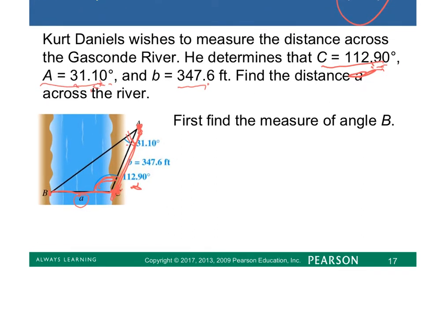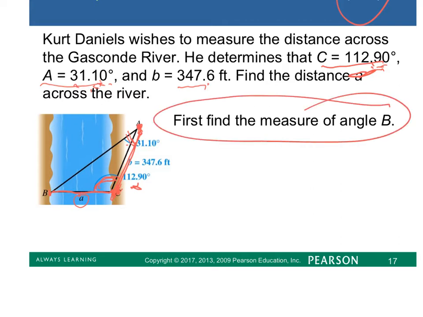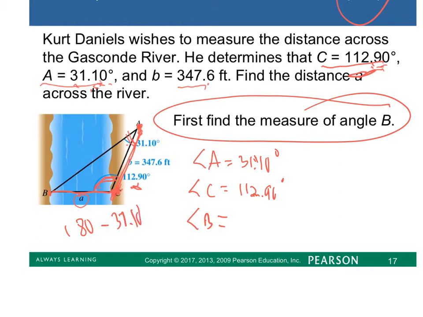Now, the easiest thing to do will be to find that missing angle. We already have two angles. We have angle A, which was 31.10 degrees. We have angle C, which is 112.9 degrees. So we may as well find angle B. So that's going to be 180 minus both of those. 180 minus 31.10 minus 112.90.